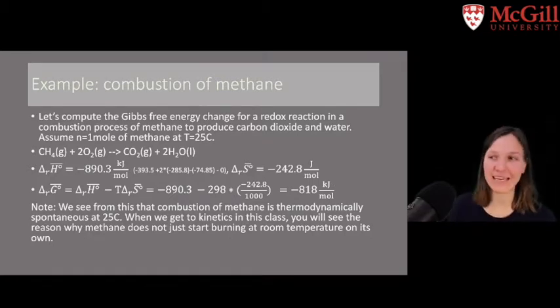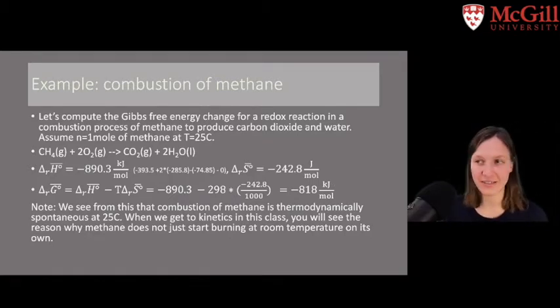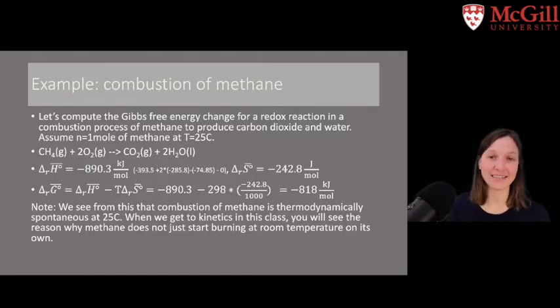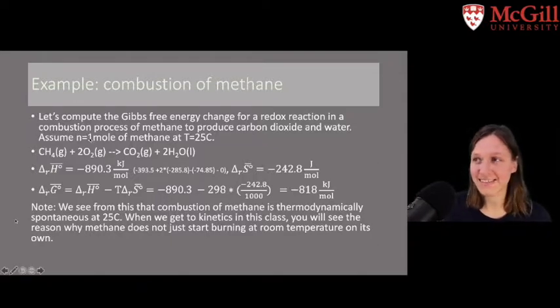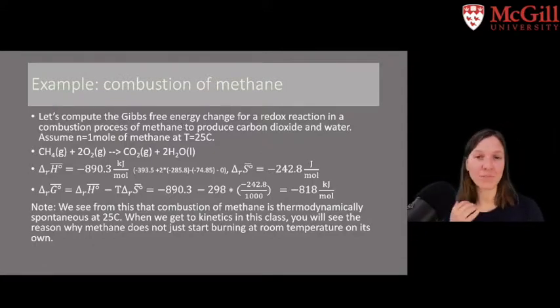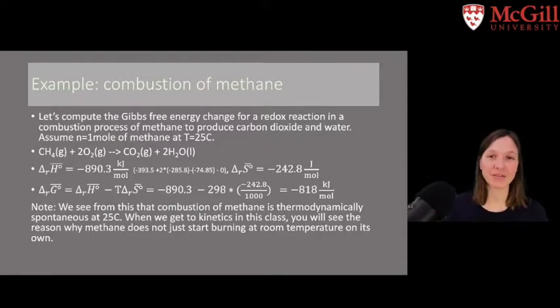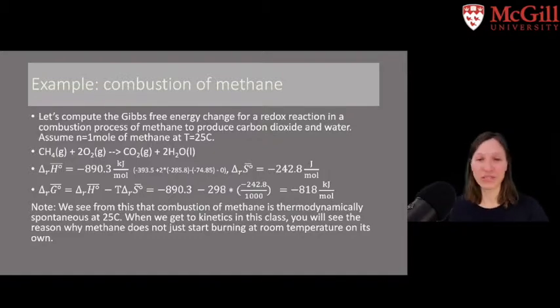So we know that a negative free energy change for a process indicates a spontaneous process. So we can infer from this that combustion of methane is spontaneous at room temperature. Now, from the experience you might have from cooking, maybe you have a grill that uses methane, we know that methane doesn't just start burning at room temperature.